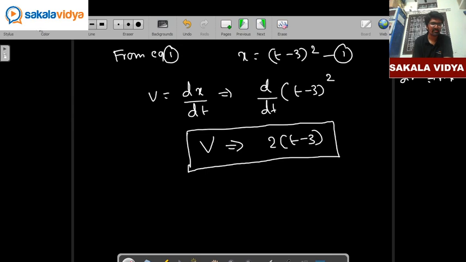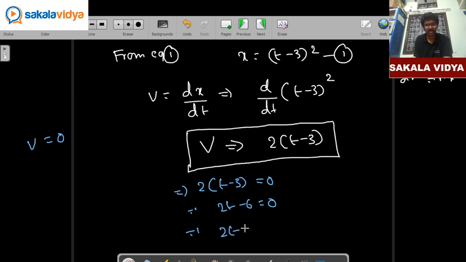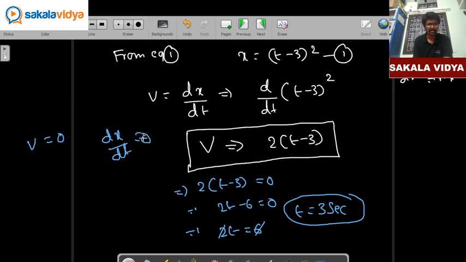So according to our question, our velocity is equal to 0. So 2 times of t minus 3 is equal to 0. So 2t minus 6 is equal to 0. So 2t is equal to 6. So t is equal to how much? 3 seconds. So by using velocity, dx by dt is equal to 0, we found time t is equal to 3 seconds. So when velocity v is equal to 0, time is equal to 3 seconds.